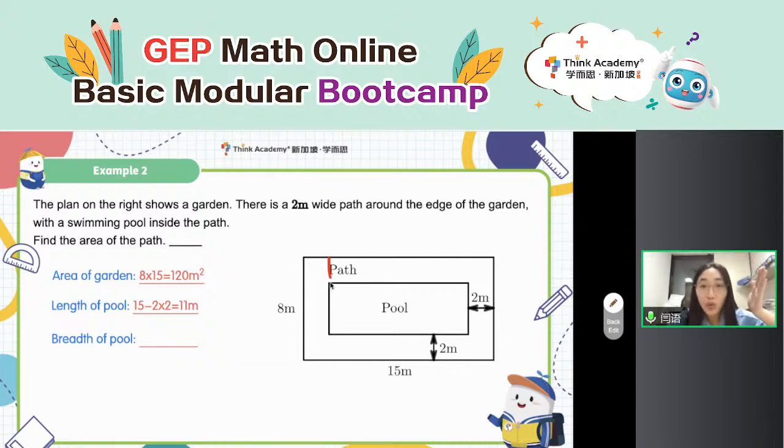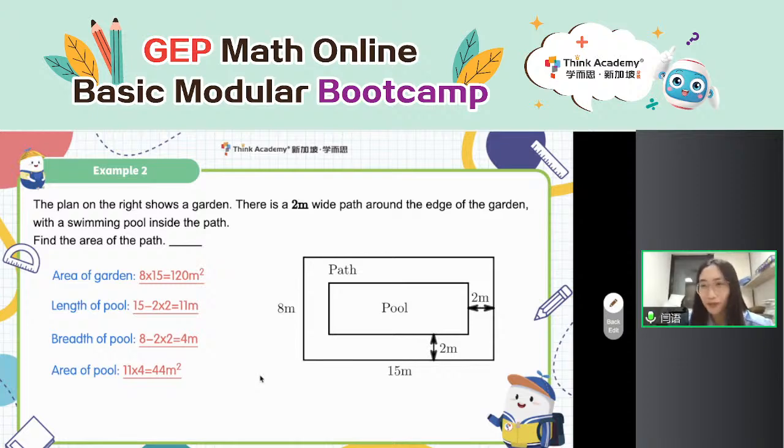And then I need to remove 2 meters on the top and also remove 2 meters at the bottom. So what is the breadth of the pool? It should be 4 meters. Now, since you figure out the length and the breadth, what is the next step? You can just multiply them together to figure out the total area of the pool. 11 times 4, that is 44 meters squared.